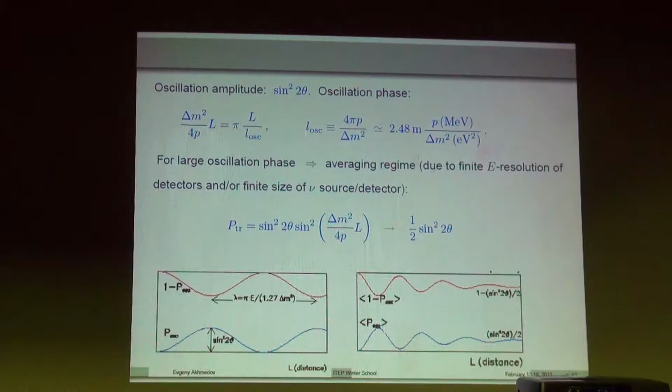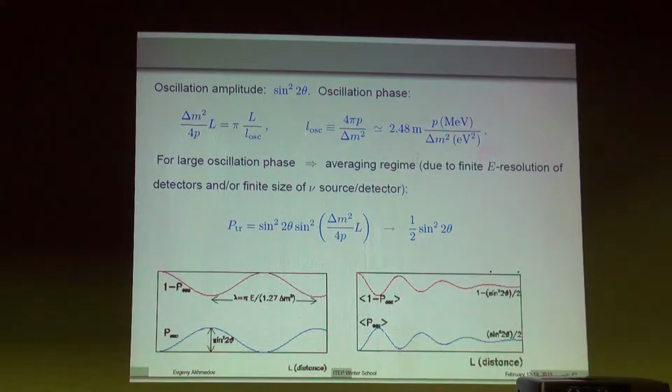Quite often the phase of the second sine squared is presented in the form of pi times the distance traveled by the neutrinos divided by the so-called oscillation length. The oscillation length is given by this very simple expression: 4 pi times the momentum of the neutrino divided by delta m square. Delta m square is, by definition, m2 square minus m1 square. In convenient units, it can be written as 2.48 meters times the momentum of neutrinos in MeV divided by delta m square in electron volt square. Or if you work with high energies, you can use a very similar expression, 2.48 kilometers times the momentum in GeV, again divided by delta m square in electron volt square. It will be the same numerical coefficient.